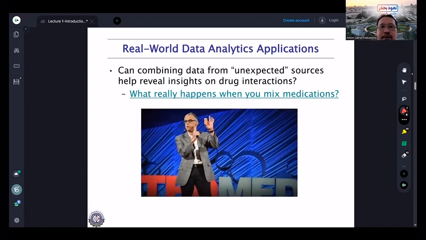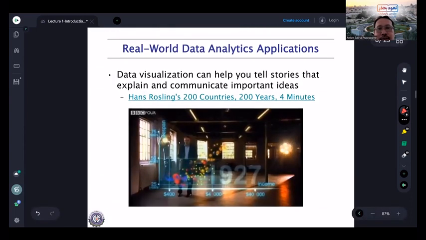Okay, so real world data analytics applications. By combining data from expected sources, we can reveal insight on drug interaction, for example. You can see here in the video, to get an understanding of this real world data analytics application. That is the other thing. And visualization can help you tell the stories that explain and communicate the important idea.